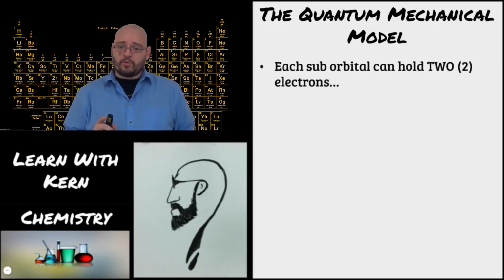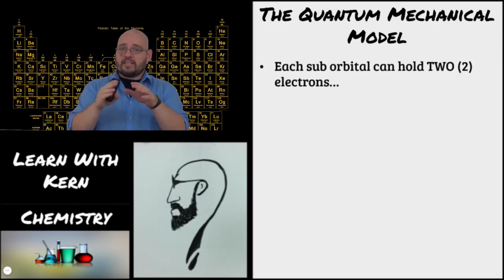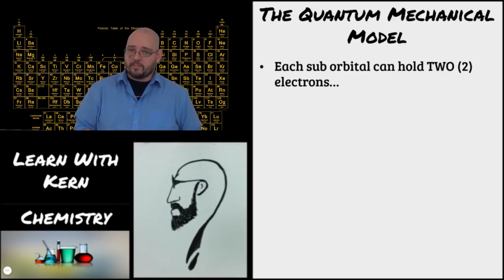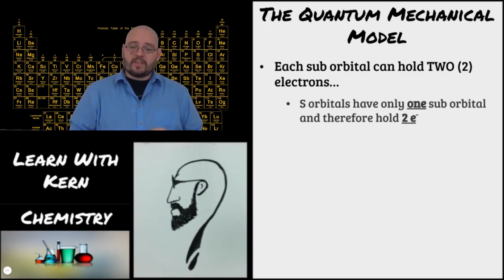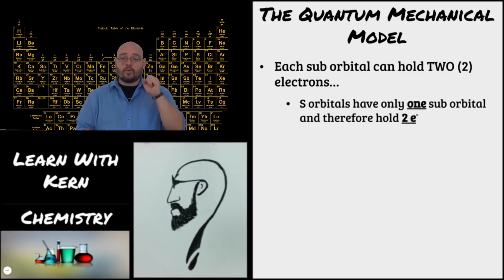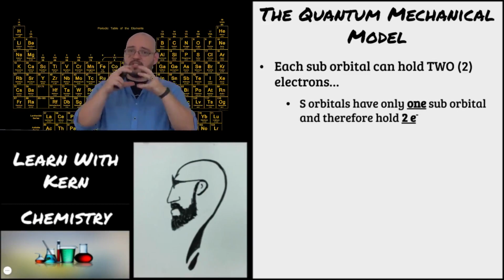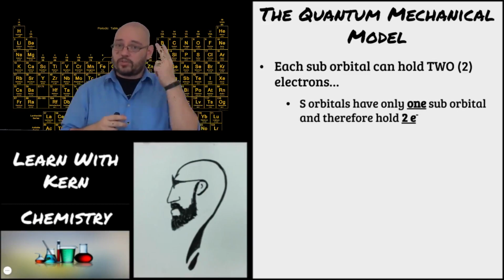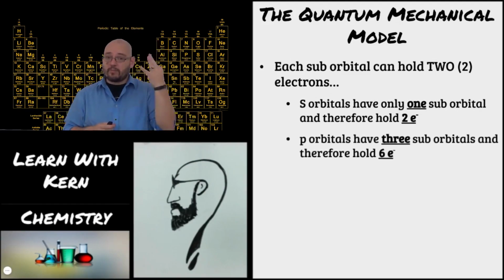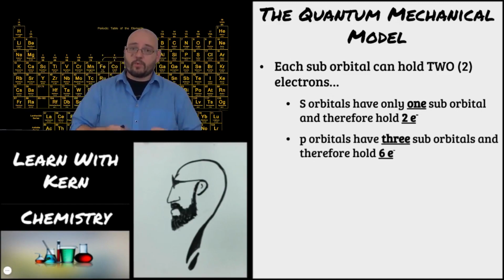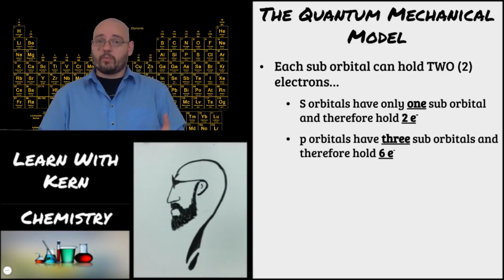Now, each suborbital can hold 2 electrons. So you'll notice the S, the P, the D, the F, those are the orbitals, and then there were suborbitals within them. And each suborbital can hold 2 electrons. So let's talk about that a second. The s orbital has 1 suborbital. There's not a suborbital, it's just that the s orbital is a sphere. And so it can hold 2 electrons. The p orbital has 3 suborbitals, and each of those 3 suborbitals can hold 2 electrons. So 3 times 2 is 6. So the p orbital can hold 6 electrons.